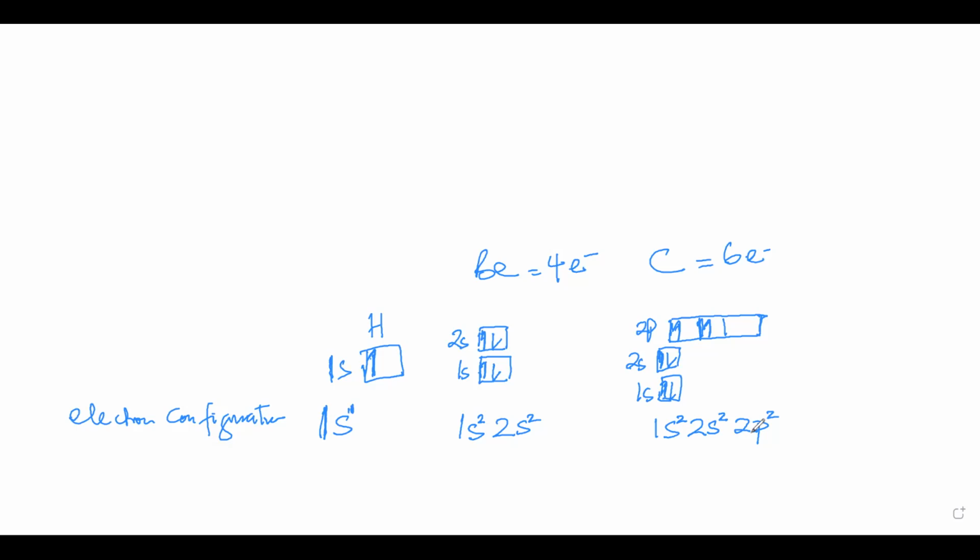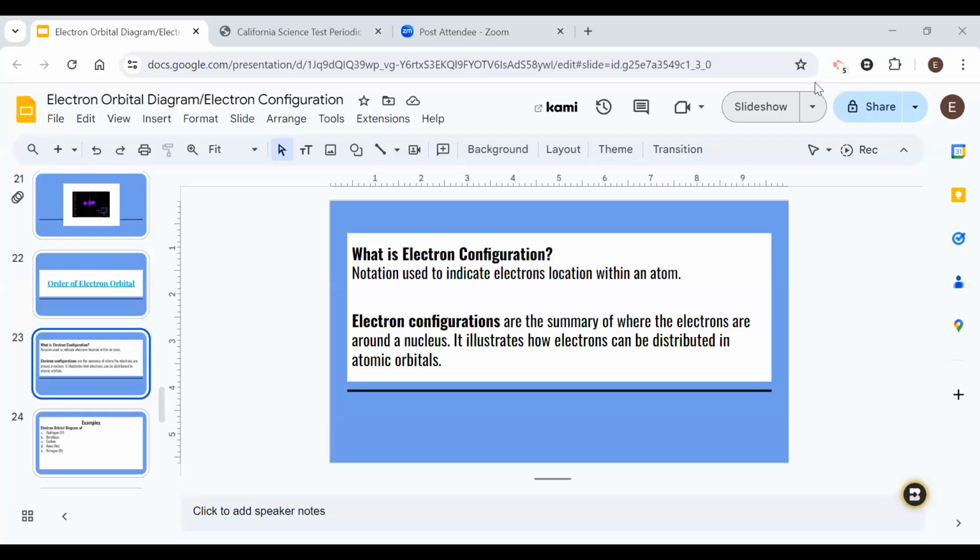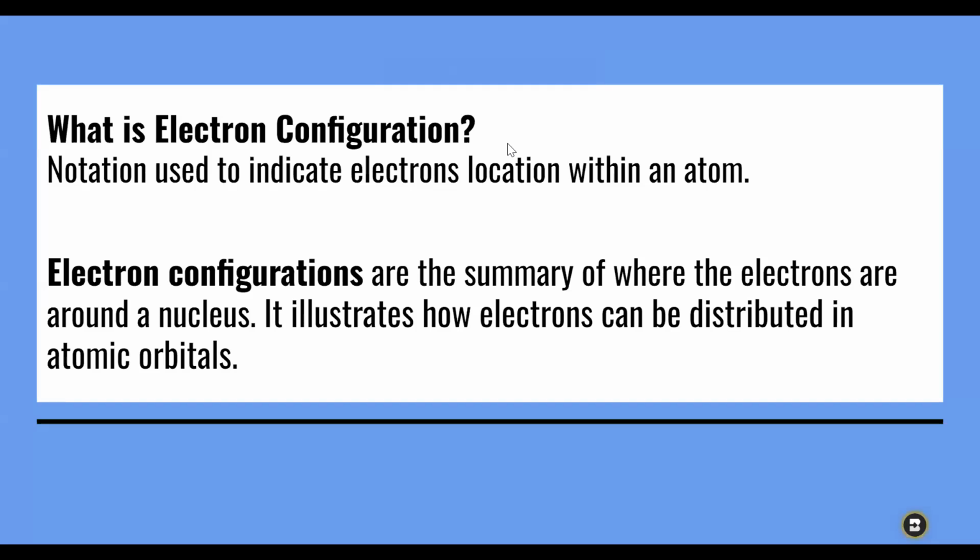So now we've looked at electron configuration, and we've looked at electron orbital diagram. So what is electron configuration? It's a notation used to indicate the electron's location within an atom. Electron configurations are the summary of where the electrons are around the nucleus. It illustrates how electrons can be distributed in atomic orbitals. Okay, that's what that means.